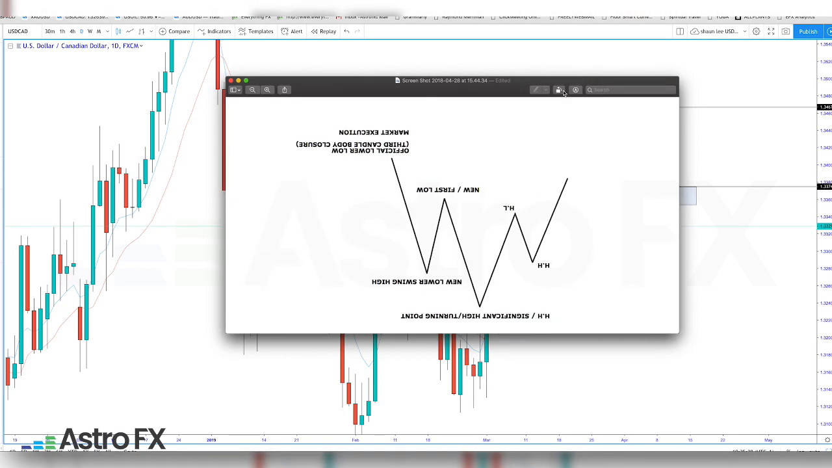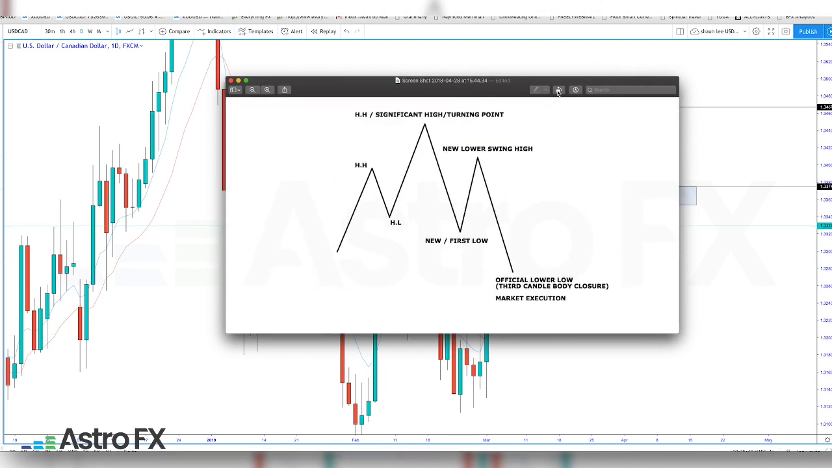So if we looked at this on the daily and the 4-hourly, on the hourly time frame, when we zoom in, it would look like a mini Head and Shoulders or an inverse Head and Shoulders. That's the best way to put this.